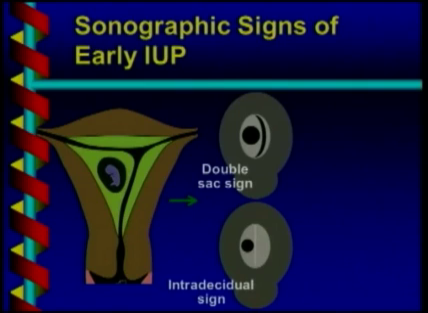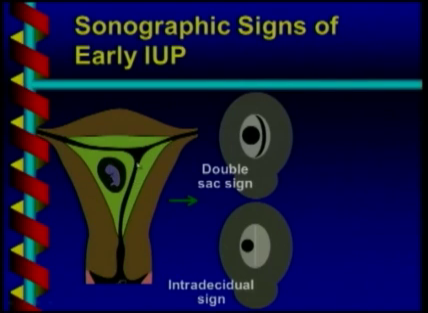So the sonographic signs of early pregnancy are shown on this schematic diagram. Here is the pregnancy. This is the gestational sac. You can see there's a rim of decidua. There's another layer of decidua.